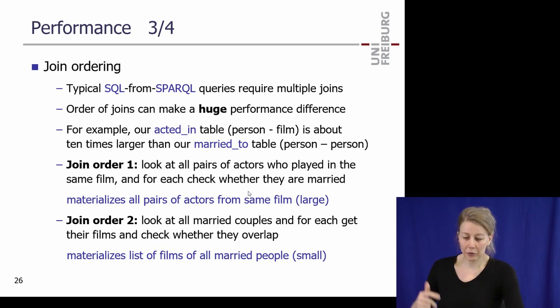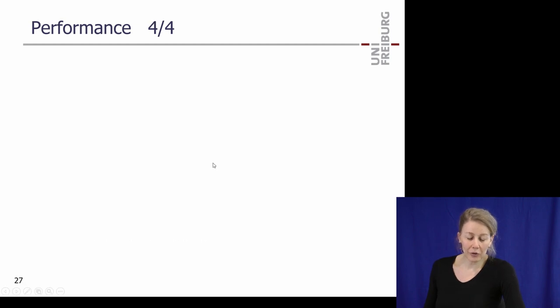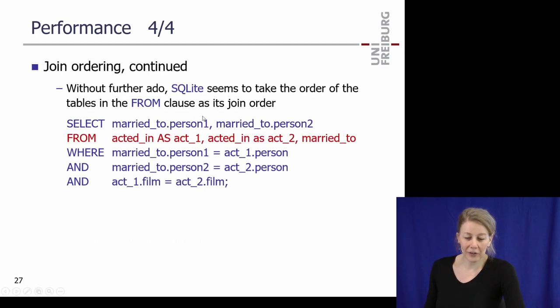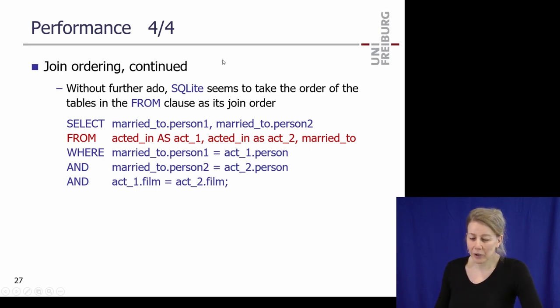If you wonder whether you could make this query faster, the question is, how do you influence join order? But that's just for your curiosity. It seems to me that SQLite just takes the join order as you write the query. That's of course the simplest way. This is the query we came up with earlier, with slightly different names here. Act one, that's what we called A1 earlier. I have three conditions, three joins, and I think SQLite, if you don't do anything special, just executes them in that order.